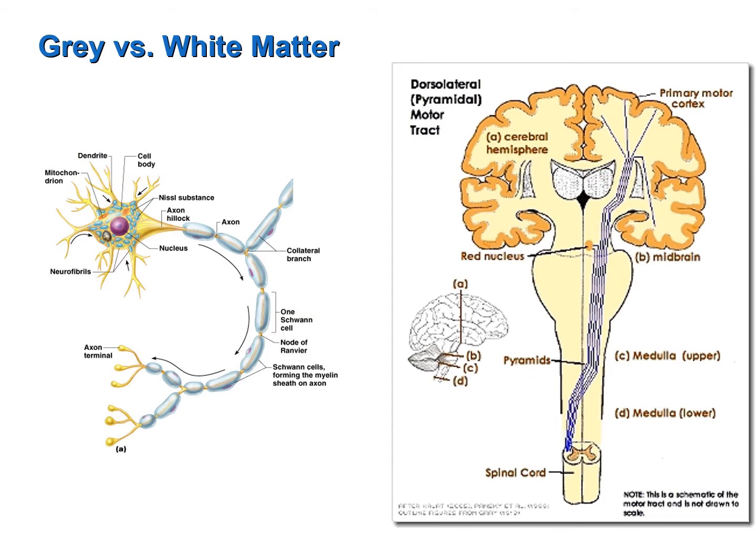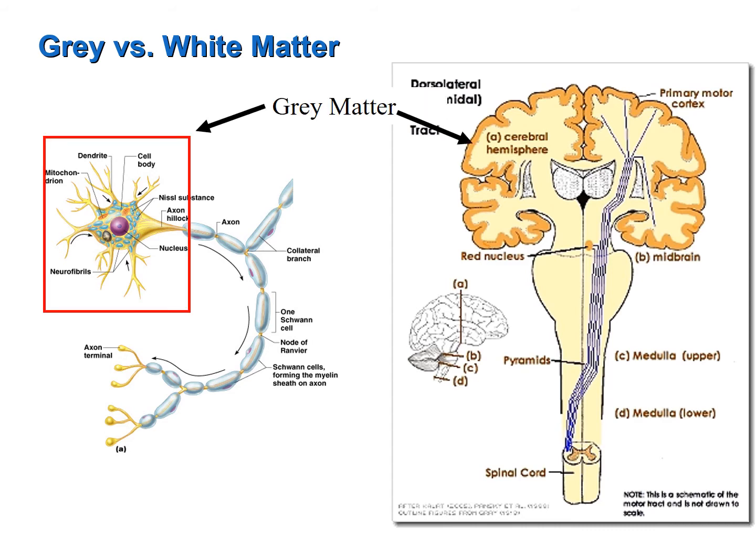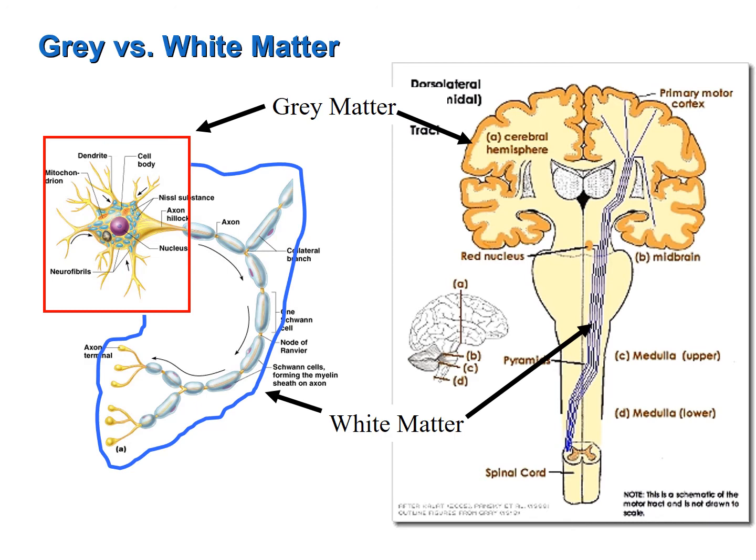This is a frontal view of the brain and spinal cord on the right, and a neuron shown on the left. Again, the cerebral cortex is composed of neuron cell bodies organized into nuclei. Remember, nuclei are just clusters of cell bodies. And then deep to the cerebral cortex, we have the white matter, and the white matter consists of myelinated axons.